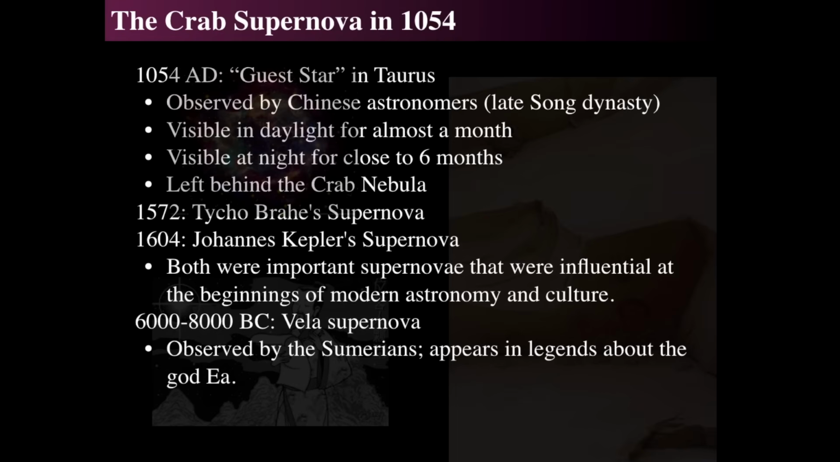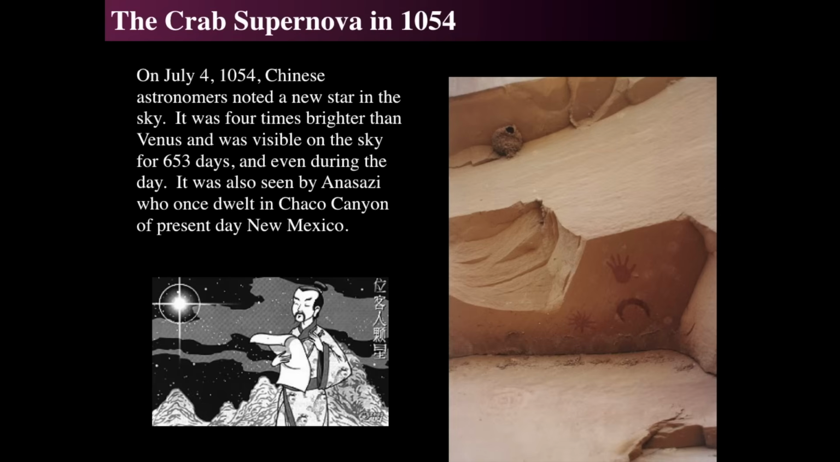They were incredibly important supernovae, and they influenced astronomy and modern culture of their era. This is pretty important to remember how devastating these things could actually be for culture on Earth. And finally, we'll also talk about a supernova that happened between, say, 6,000 and 8,000 BC, the Vela supernova, and it was observed by the ancient Sumerians, and it appears in some of their ancient legends. So first, let's look at the Crab Nebula.